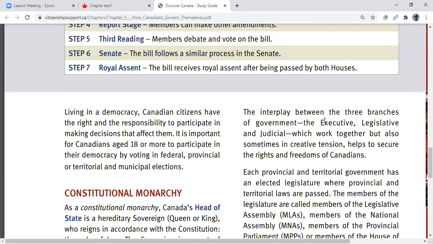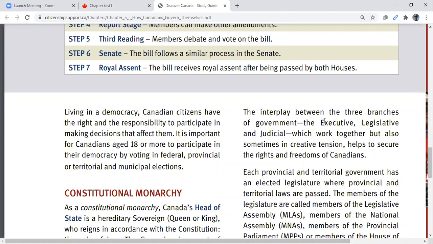Teacher, that word I don't know this. That's right. Good, good. Executive and legislative, and then judicial, which work together but also sometimes in creative tension, helping to secure the rights and freedom of Canada. Some word I didn't do correct. Yeah, so we'll talk about these.